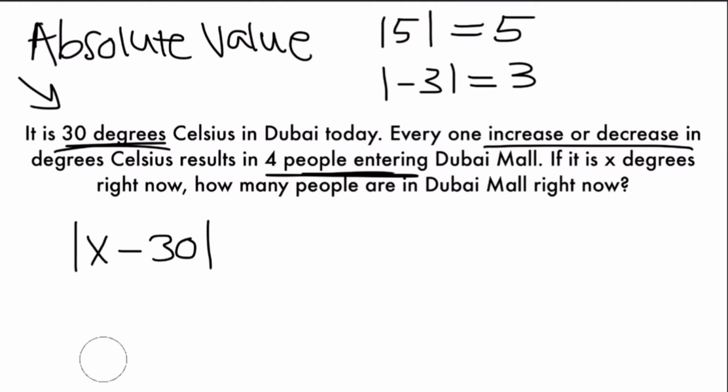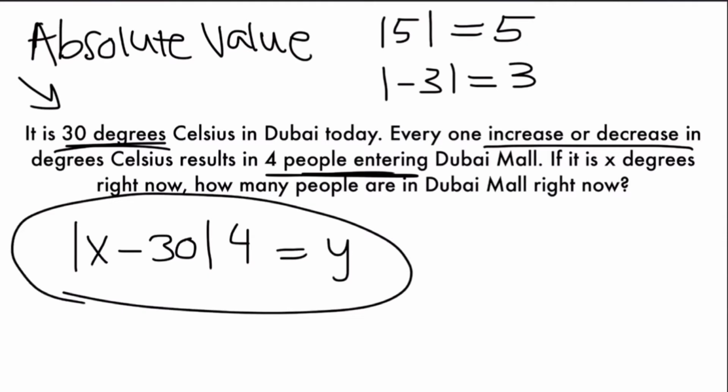So having the absolute value is the perfect way to represent the number, where it doesn't matter if it's increasing or decreasing. So this can be set up for the degrees, and then we can multiply this by 4. So if it was 1, it would be 4. If it was 2, it would be 8. This is the perfect way to represent it. So we'll keep this as y, the number of people in the mall. This is how we would set up the equation for this question. So that's when absolute values come in handy. It's really helpful to understand this concept.